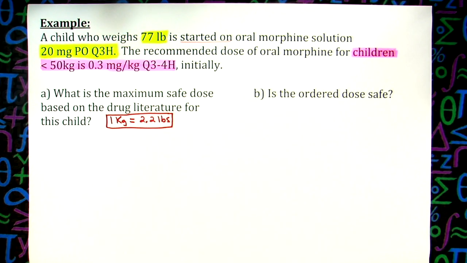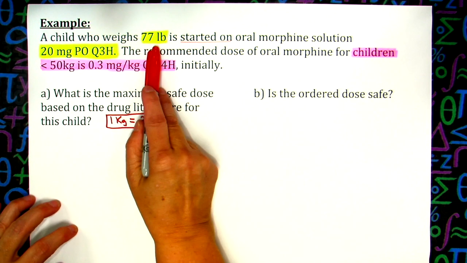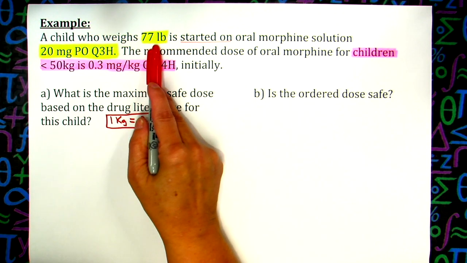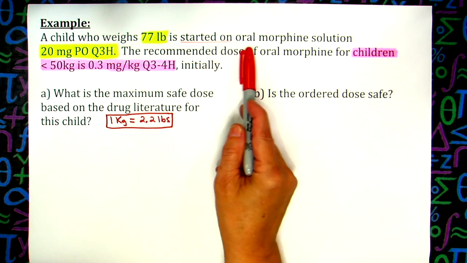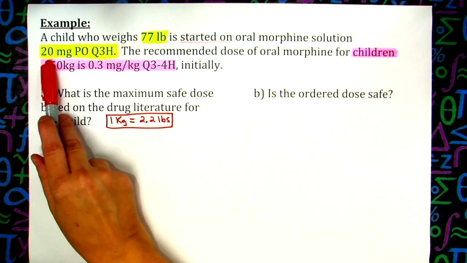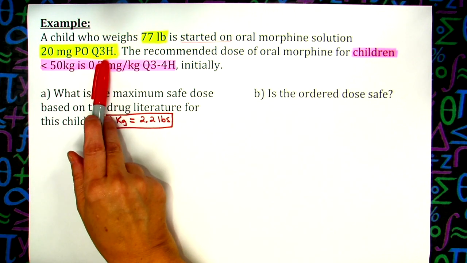All right, in this question, we're going to be taking a look at determining whether or not a dosage that has been given is a safe dose or not. So we've got a child that weighs 77 pounds, so I highlighted that. That's an important piece of information. All right, this child is started on oral morphine solution that is 20 milligrams by mouth every 3 hours.